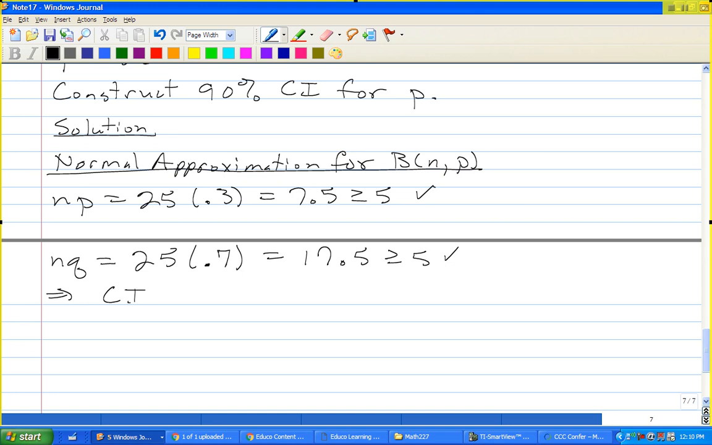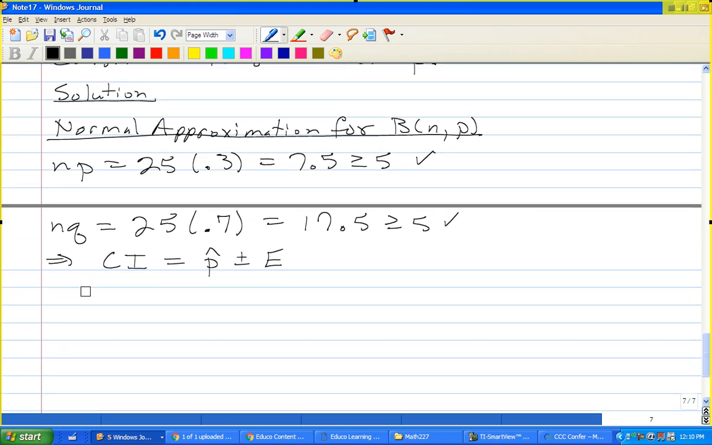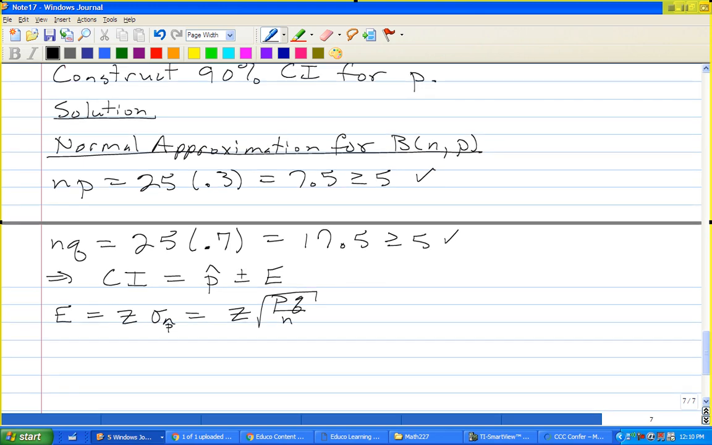And so this says that, well, good enough. My confidence interval is just a sample proportion plus or minus my error. And so my error is going to look like z times the standard error. And so z times the square root of pq over n. Okay, so we're doing a 90% confidence interval.